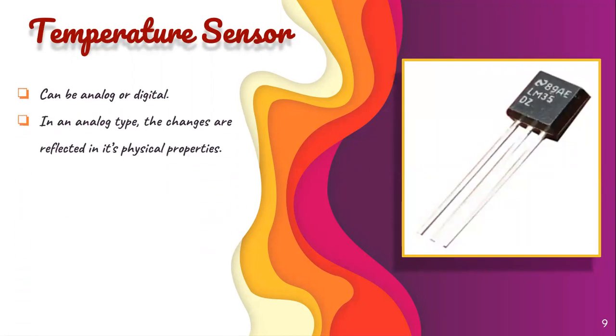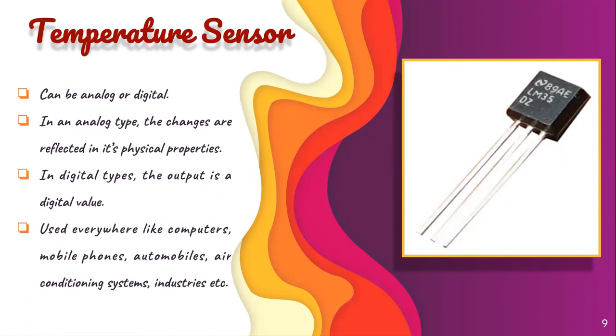Temperature sensor. It can be both analog or digital. In analog type, the changes are reflected in its physical properties. In digital types, the output is a digital value, either 0 or 1. It is used widely in computers, mobile phones, automobiles, air conditioning systems, industries, etc.